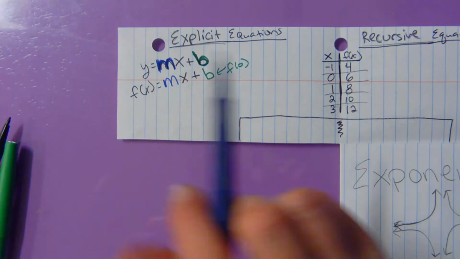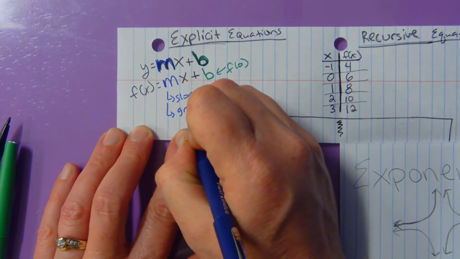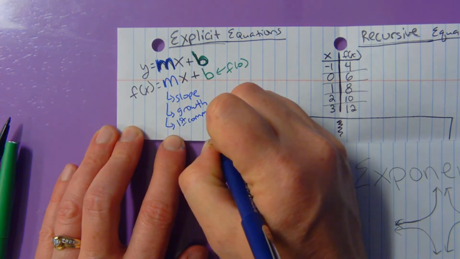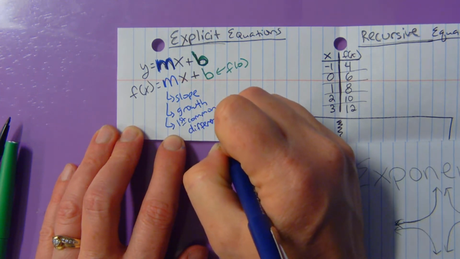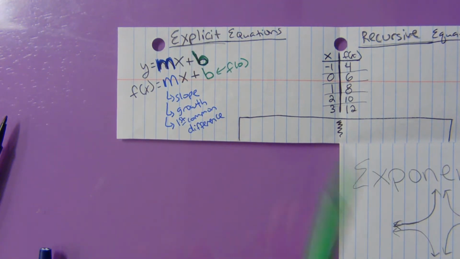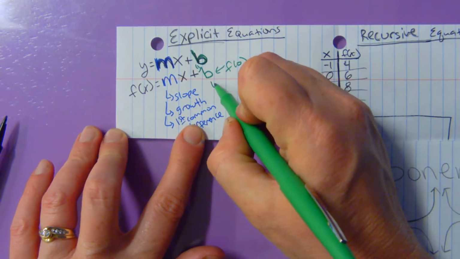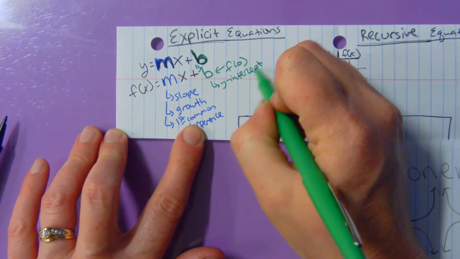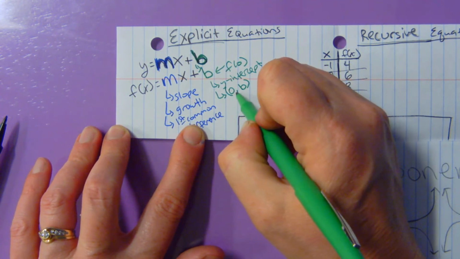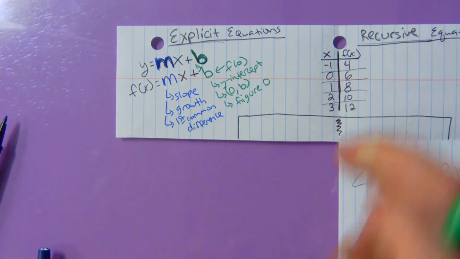And so m is known as your slope. It's also known as your growth, or it's known as the first common difference. That'll make more sense when we talk about the exponential. And b, which could be written as f of 0, is your y-intercept. This is also the point (0, b), where it crosses the y-axis. And if we're talking about pictures, then it's the figure 0.